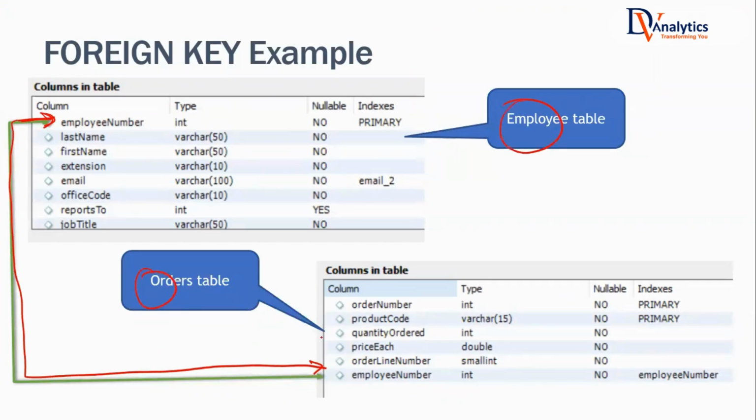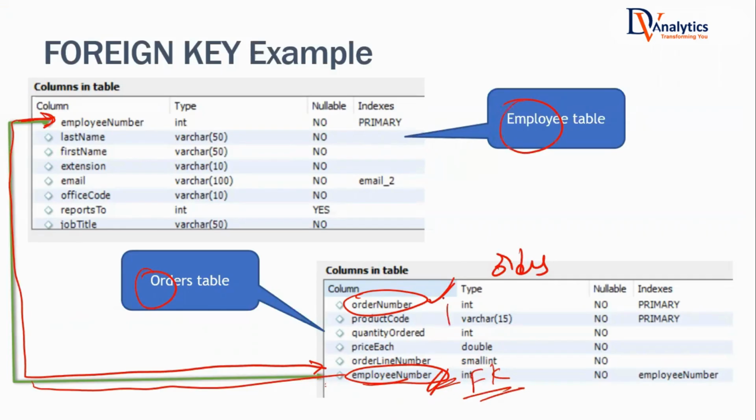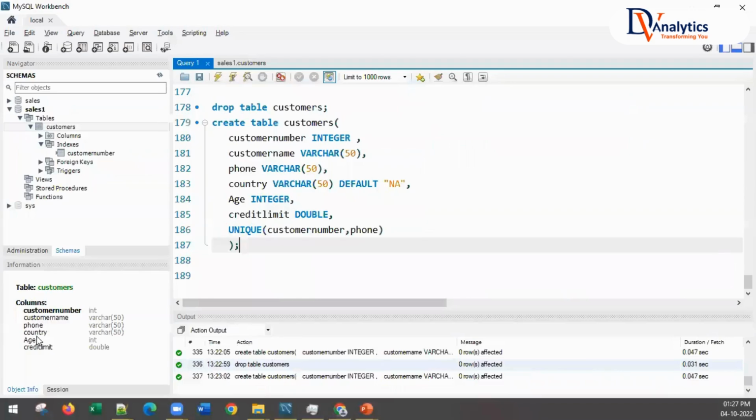If you take the orders table, employee number is one of the columns. Order number is actually the primary key here in the orders table. But employee number is a primary key in the employees table. So in here, this is a foreign key. This is a primary key. This is a connecting key. How do you define a foreign key here? You have to give FOREIGN KEY as one of the keywords. Let us see how you define a foreign key.